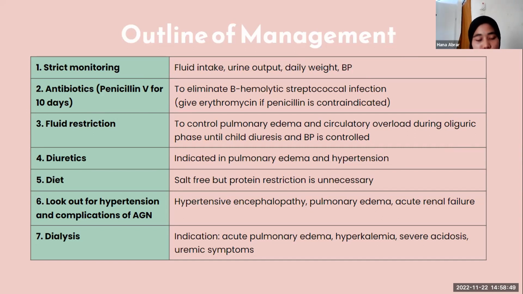Diet is advised to be salt-free, but protein restriction is unnecessary. And then we must look out for hypertension and complications of AGN such as hypertensive encephalopathy, pulmonary edema, and acute renal failure. And lastly, dialysis. So the indication for dialysis is acute pulmonary edema, hyperkalemia, severe acidosis, and uremic symptoms.